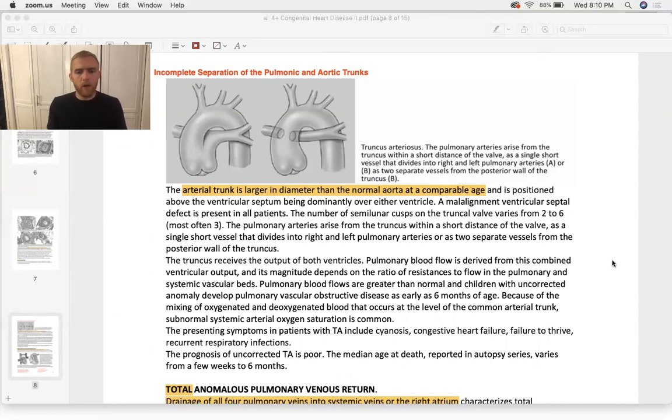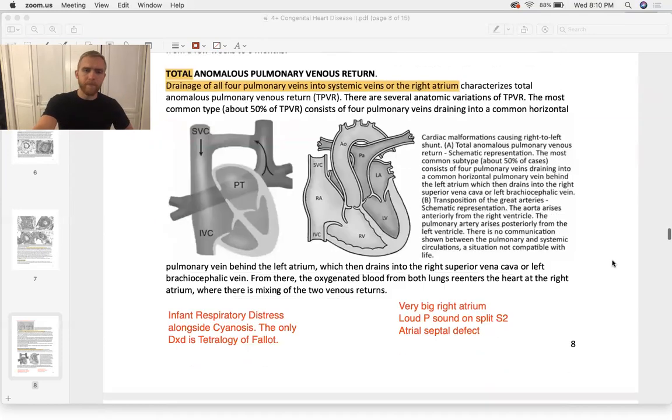All of these are indicative of a right to left shunt in general and not necessarily specific to the truncus arteriosus, which is what makes me say that any question you get involving a truncus arteriosus will simply be an identify-this type of question.